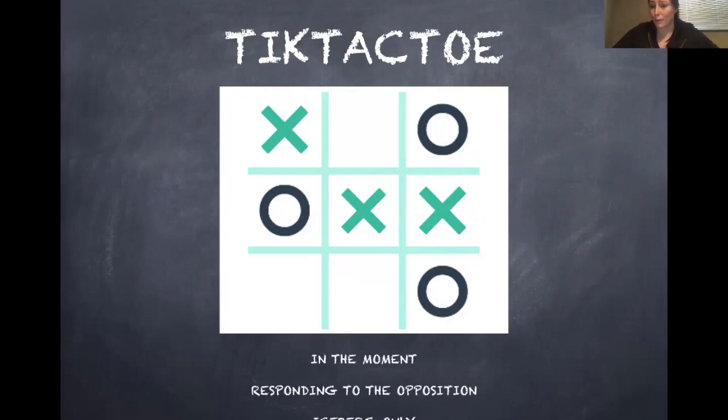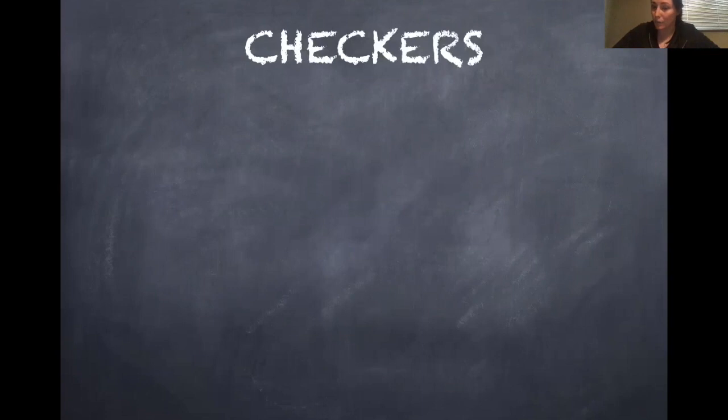We actually touch the ball with our feet sometimes more than we do with our hands. We can't just be goalkeepers anymore. Okay, the second phase of organization is going to be like a game of checkers.